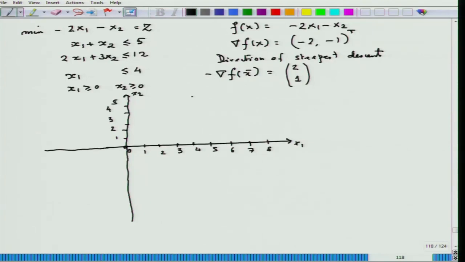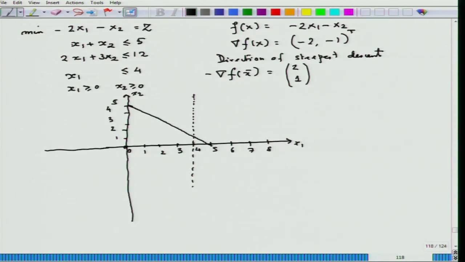So all my x must pass through this point. No x can be chosen bigger than 4. Okay. Then this is the first thing. Then we look at x1 plus x2 less than or equal to 5. So it is passing through this line. Anything inside this. Okay. Now 2x1 plus 3x2 is less than or equal to 12.